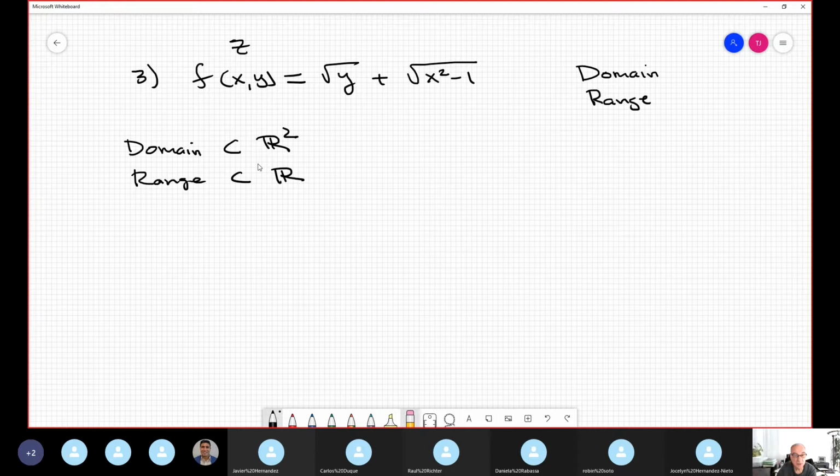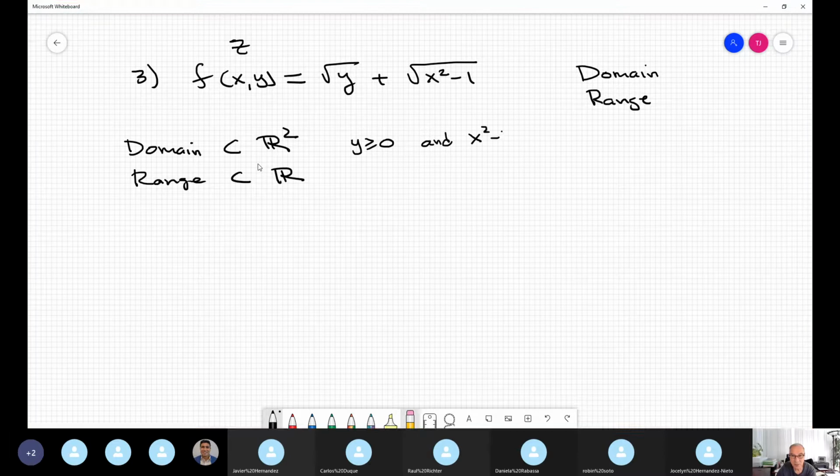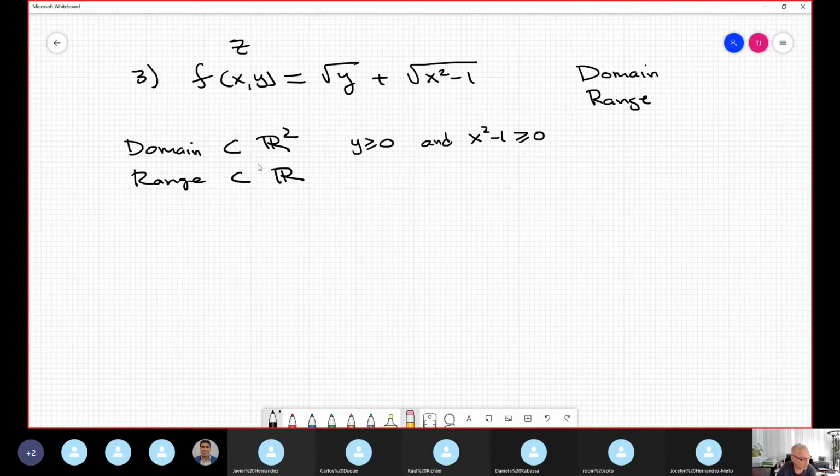Now, in order to find the domain, the supposition is always exactly the same, called algebra. The supposition is the domain is totally R squared except the restriction, and we have a restriction when the expression inside the square root is non-negative. So it's y greater than or equal to 0, because we are working with real numbers. And x squared minus 1 greater than or equal to 0. You manipulate this inequality a little bit.